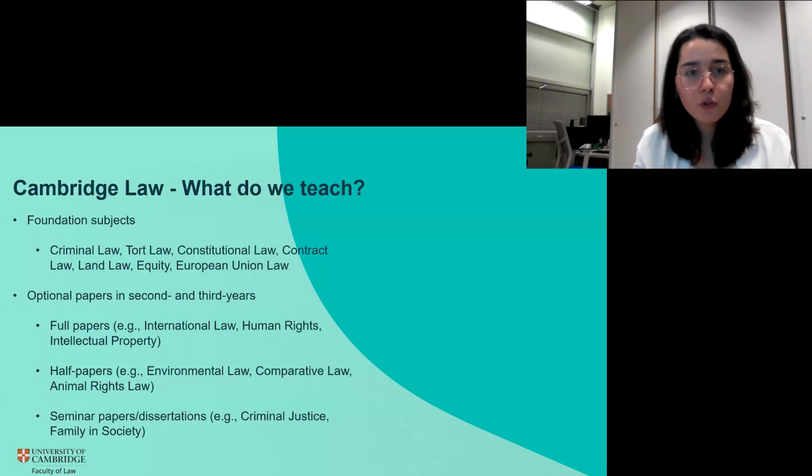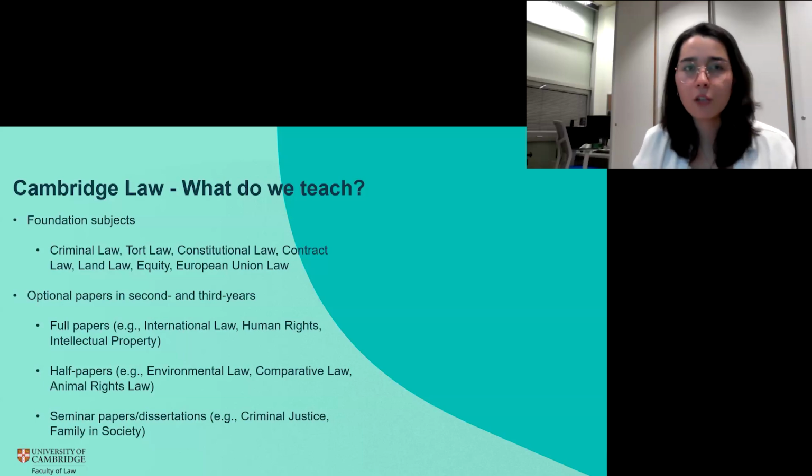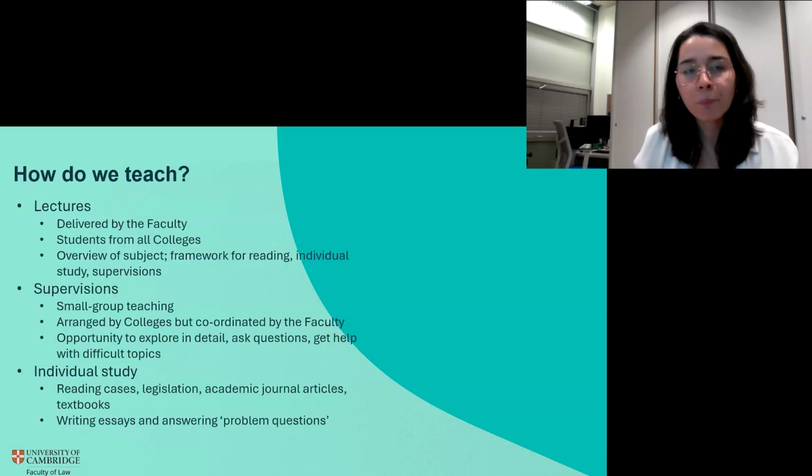You also have lots of optional papers, things like international law, human rights, environmental law, criminal justice. You could do a dissertation or a seminar paper. So lots and lots of things to take in your second and third year if you want to delve into a certain part of law a little bit more. So you can branch out a little from the basic things you're learning in first year.